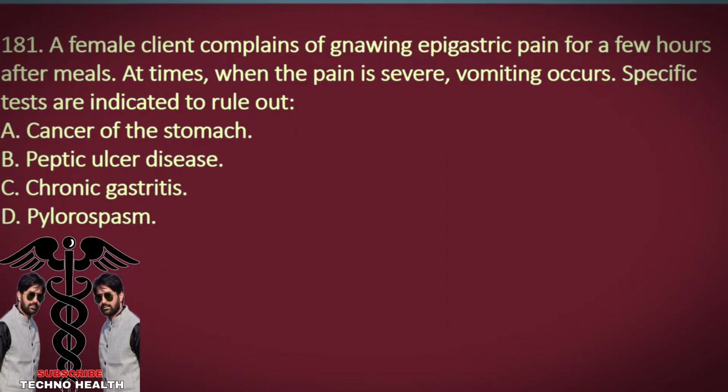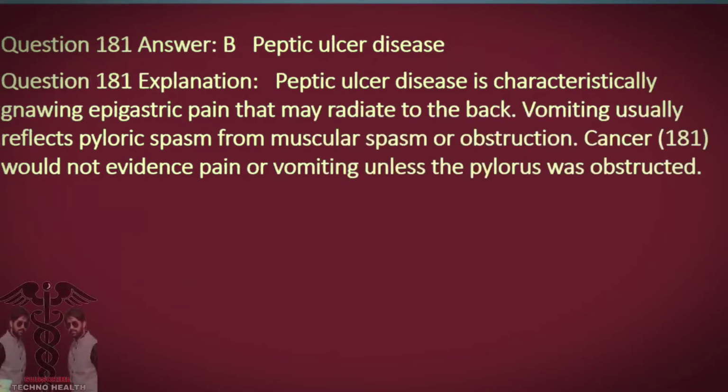Question 181. A female client complains of gnawing epigastric pain for a few hours after meals. At times, when the pain is severe, vomiting occurs. Specific tests are indicated to rule out: A. Cancer of the stomach, B. Peptic ulcer disease, C. Chronic gastritis, D. Pylorus spasm.